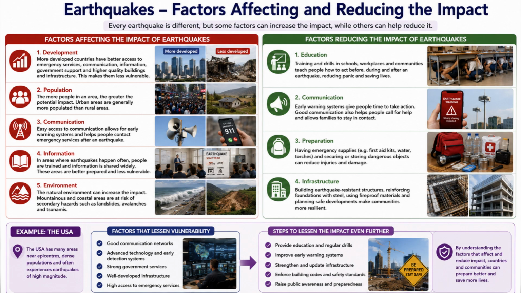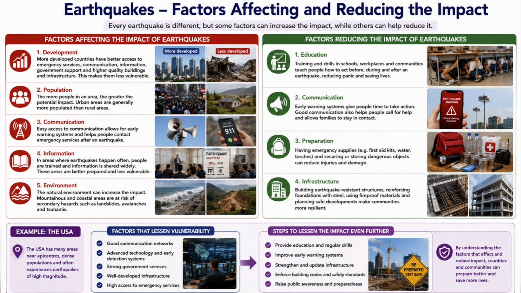Easy access to communication allows for early warning systems and helps people contact emergency services after an earthquake. 4. Information. In areas where earthquakes happen often, people are trained and information is shared widely. These areas are better prepared and less vulnerable. 5. Environment. The natural environment can increase the impact. Mountainous and coastal areas are at risk of secondary hazards such as landslides, avalanches, and tsunamis.